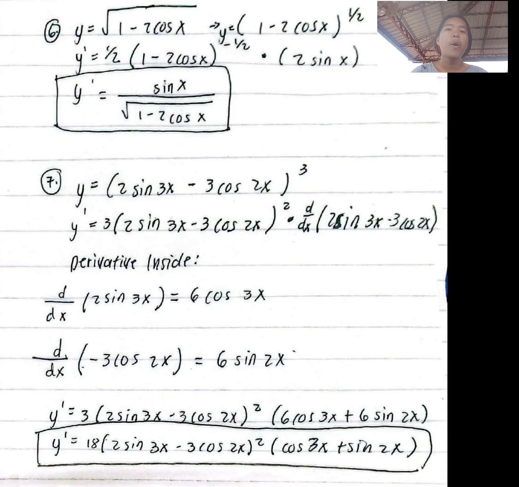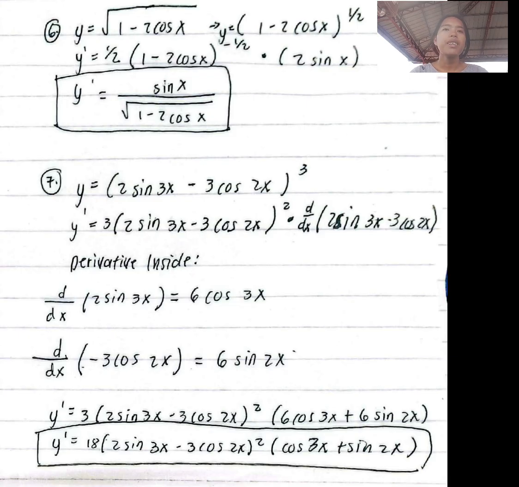So now we will have y prime is equal to 3 times the quantity of 2 sine 3x minus 3 cos 2x squared times the quantity of 6 cos 3x plus 6 sine 2x. Factor out 6. So our final derivative would be y prime is equal to 18 times the quantity of 2 sine 3x minus 3 cos 2x squared times the quantity of cos 3x plus sine 2x.